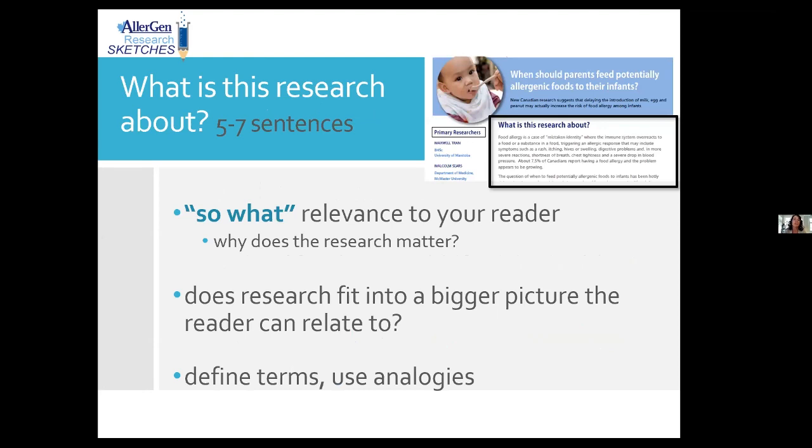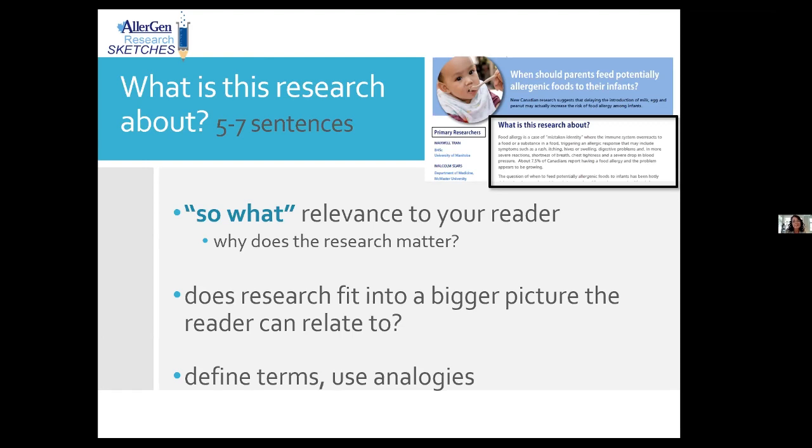So the first section of the research sketch was titled, "What is this research about?" So we had 4 clearly delineated sections, and the subtitle of the first section is, "What is this research about?" And in our format, this section was typically between 5 and 7 sentences long. Here, we highlight the problem the research sets out to solve, focusing on the so what for the reader. So why does the research matter? Is it a new finding that will change practice or policy? Is it incremental progress in an area that will inform future research?